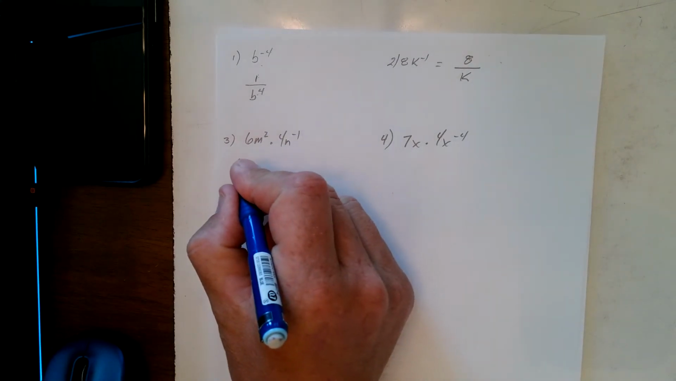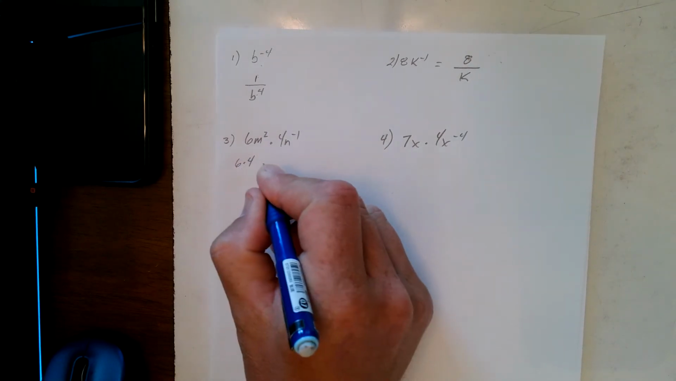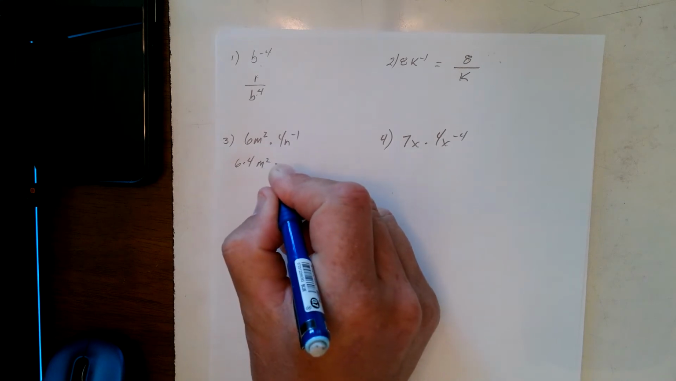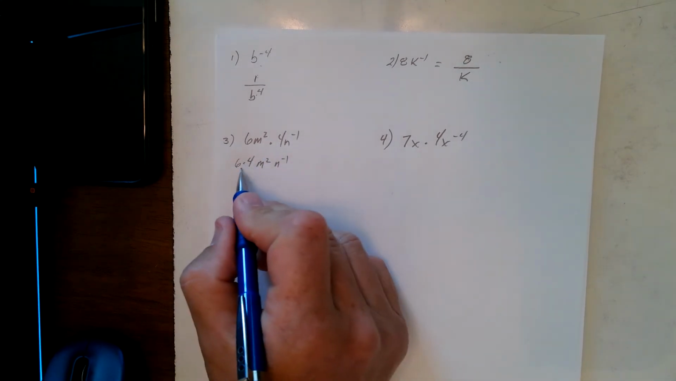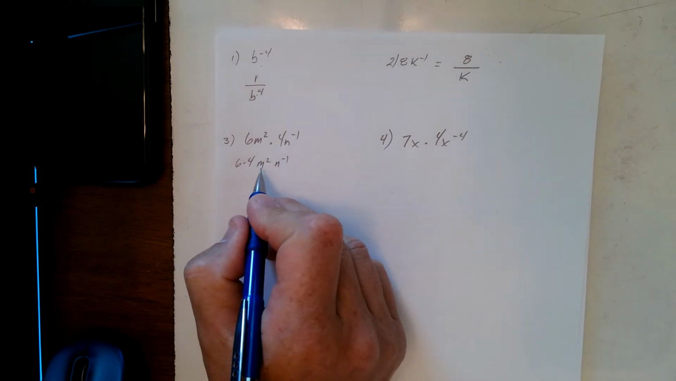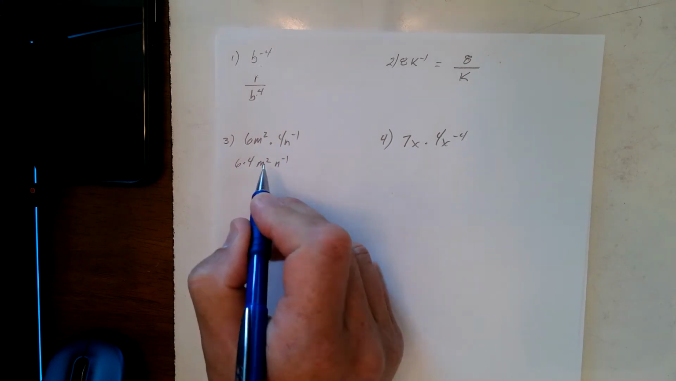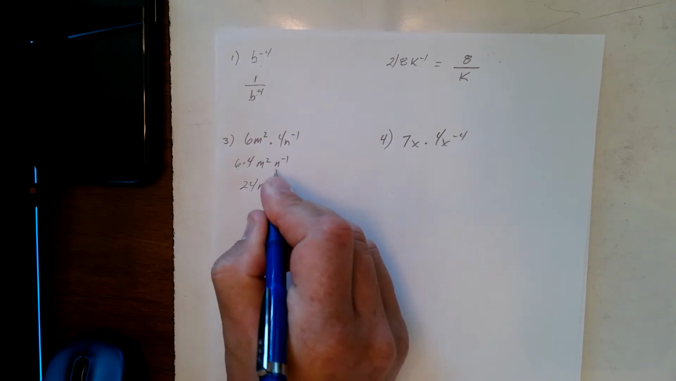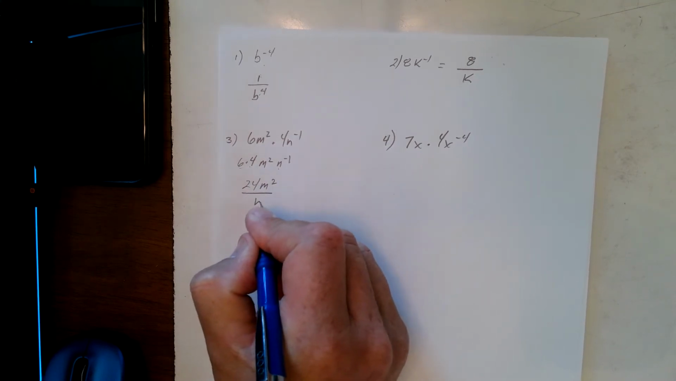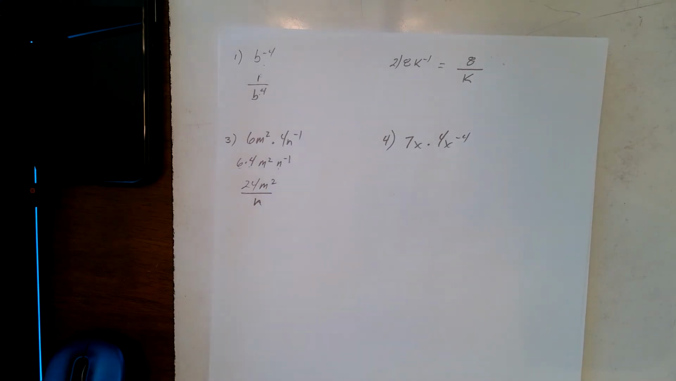So this one here does not have any common bases. That's really what it is. We have an m and we have an n. This one should be 6 times 4 is 24, m squared. What do you do with the negative exponent? Put it in the denominator. So 24 m squared over n.